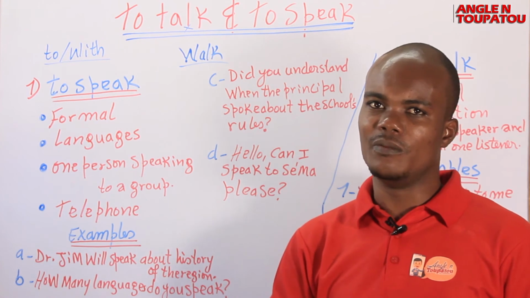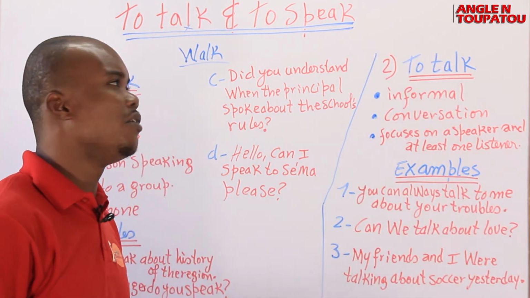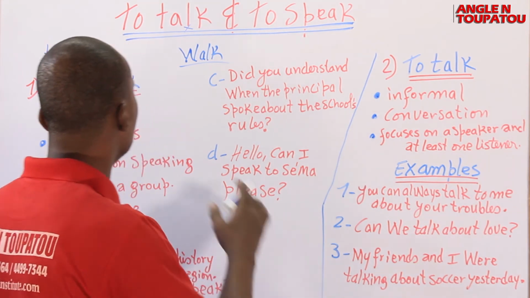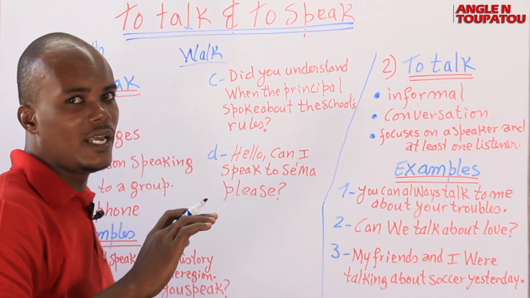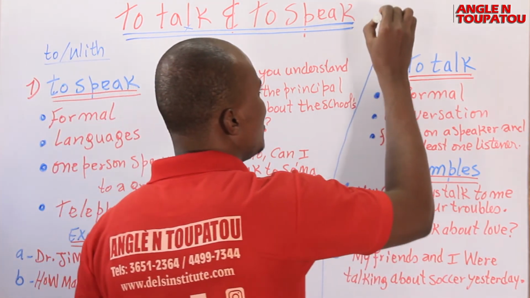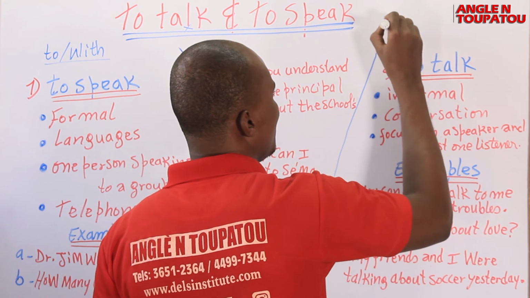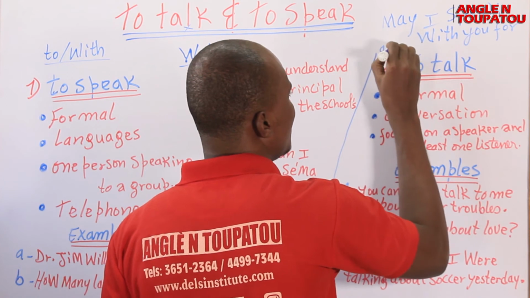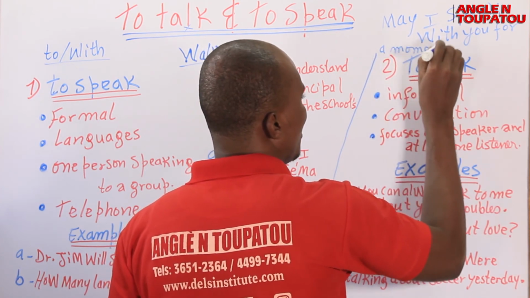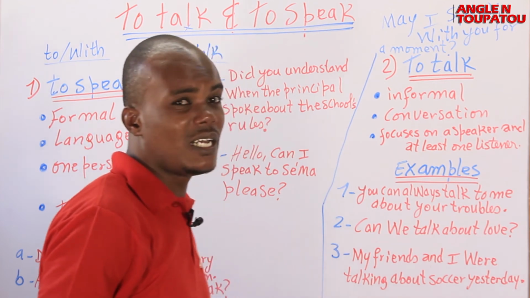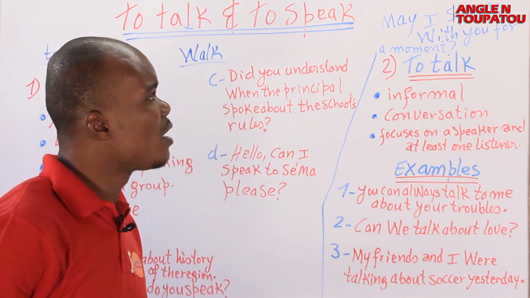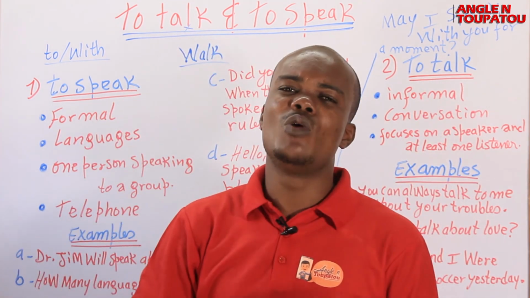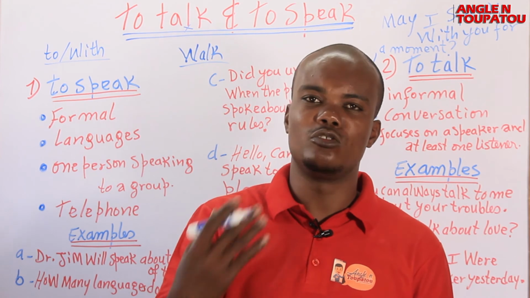Let me give you an example. For example, may I speak with you for a moment? May I speak with you for a moment? Okay, may I speak with you? So, use speak with with to make a conversation much more formal.